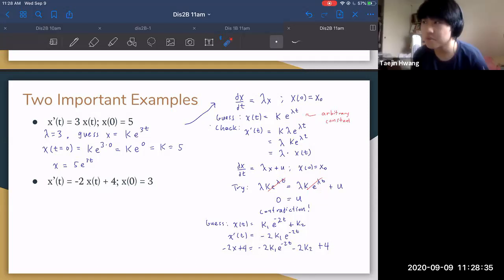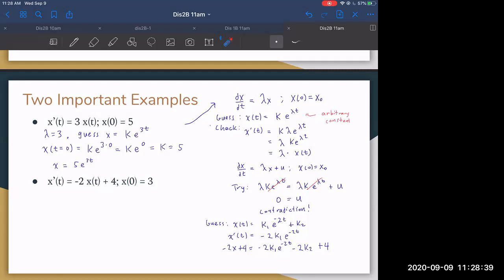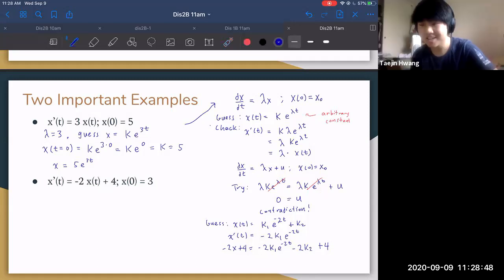Sorry, were you going to say something? Would it make sense to put the x prime of t equals negative 2x plus 4 in front of that bottom equation so that you have two equations? Yep. Exactly, yeah. And that's what I was about to do next.